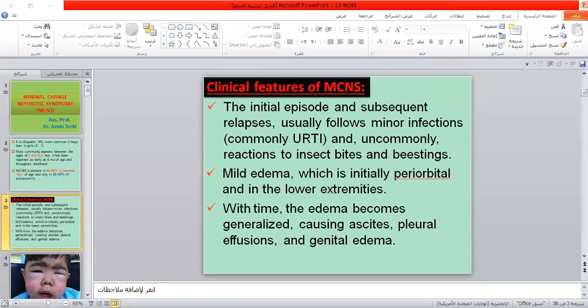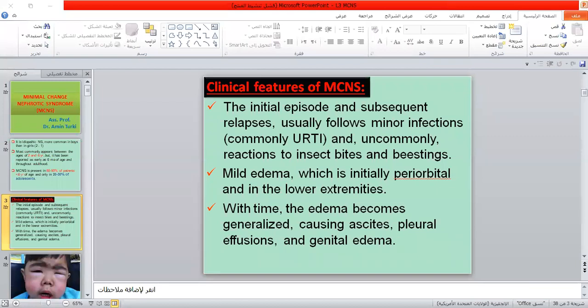قلنا the clinical feature of minimal change nephrotic syndrome is characterized by frequent relapses. والrelapses تختلف من patient to patient according to many factors. Some patients have few relapses and some patients have recurrent relapses, which mostly end in adulthood, يعني up to the age of 18 years. Patients end the recurrent relapses up to 18 years والfrequency مالتها يختلف من patient to patient.